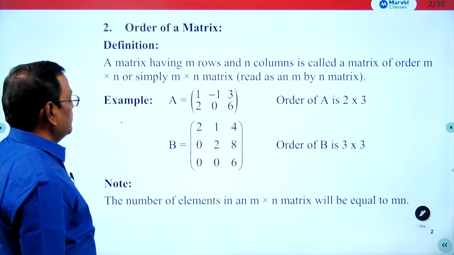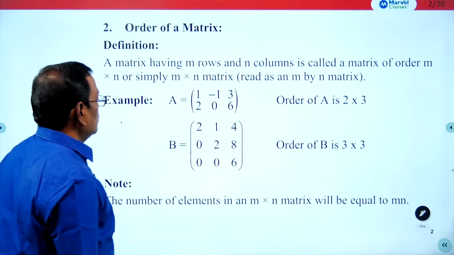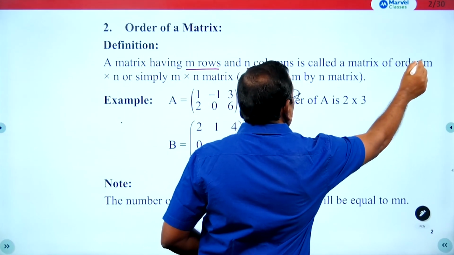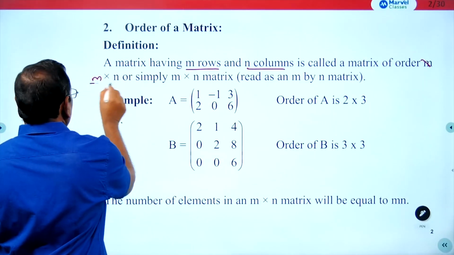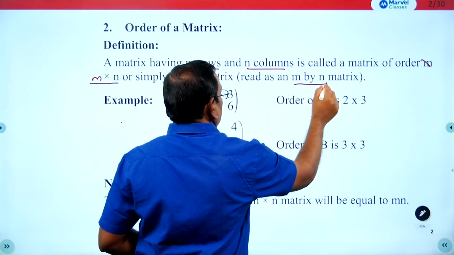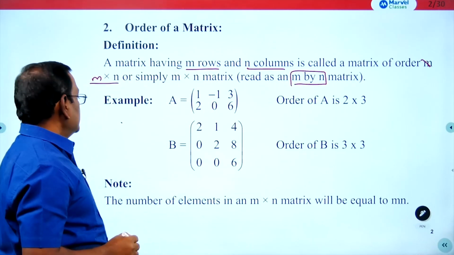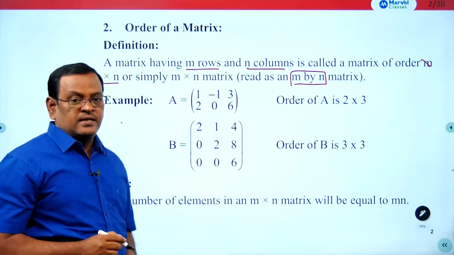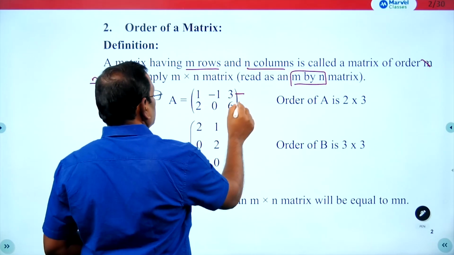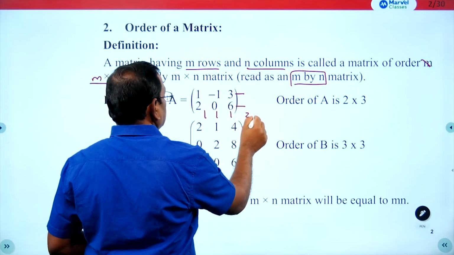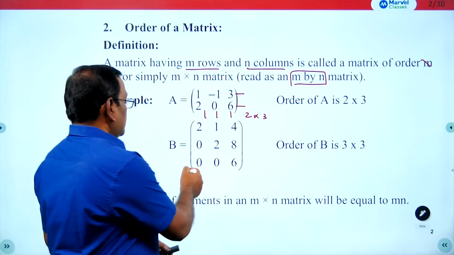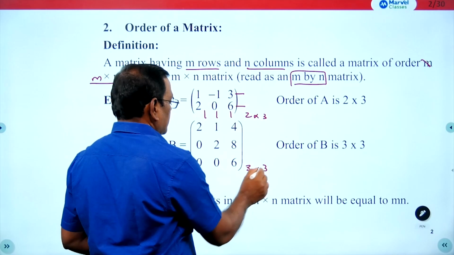Next definition, order of a matrix. A matrix having m rows and n columns is called an m by n matrix, read as m by n, where the first letter m denotes the number of rows and the second letter n denotes the number of columns. Here is an example: 2 rows and 3 columns, hence it is 2 by 3. The order of matrix A is 2 by 3, whereas the order of B is 3 rows and 3 columns.